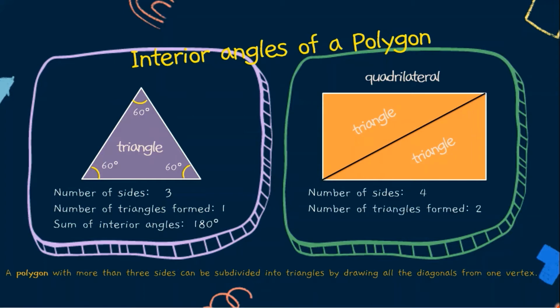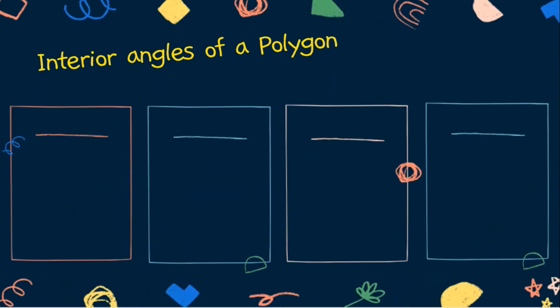Kaya naman, a quadrilateral has 2 triangles. Therefore, yung kanyang sum of interior angles ay 360 degrees. Dahil one triangle has 180. So, 180 and another 180, add them together, 360 degrees.